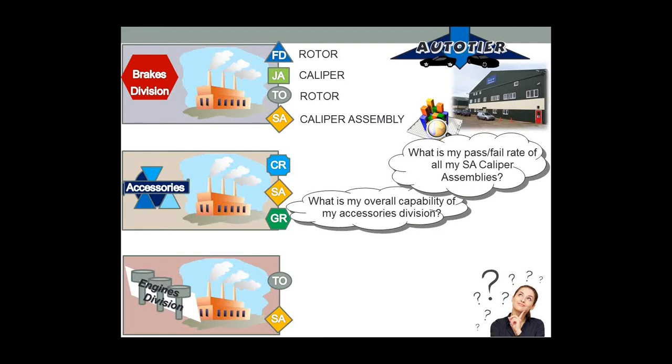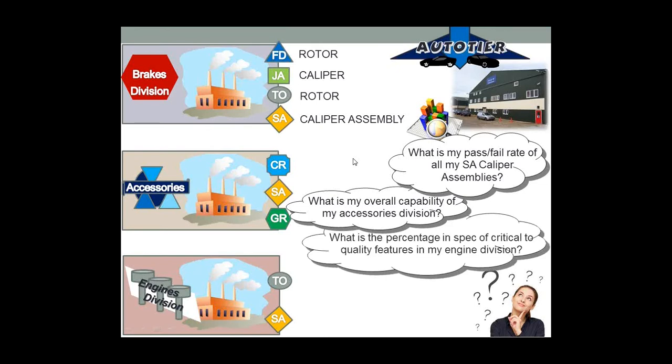Another quality metric, or another piece of information that you might want, could be: what's my overall capability of my accessories division? We're making multiple parts, supporting multiple programs for multiple customers. Could be, what's the percentage in spec of all my critical to quality features on my engine division? How are we supporting all my critical to quality features on my engine division?